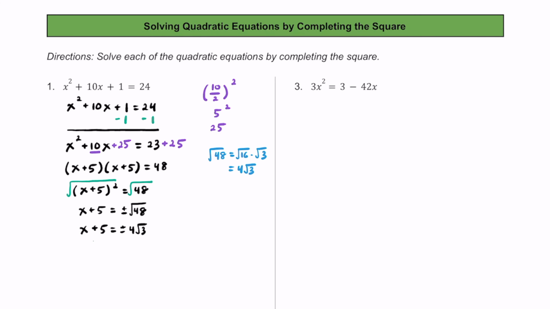And then finally we can subtract 5 from both sides of the equation here. And if we do that, then we can say that x is going to be equal to negative 5 plus or minus 4 root 3. Those would be our two solutions here.